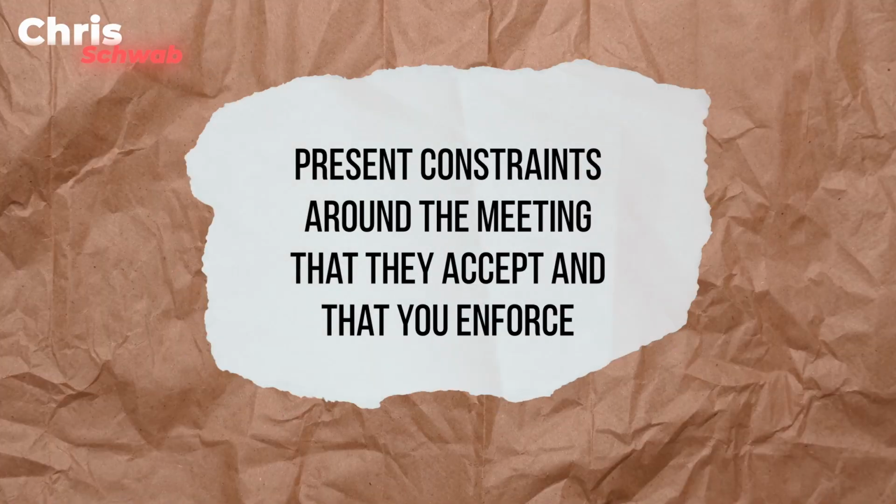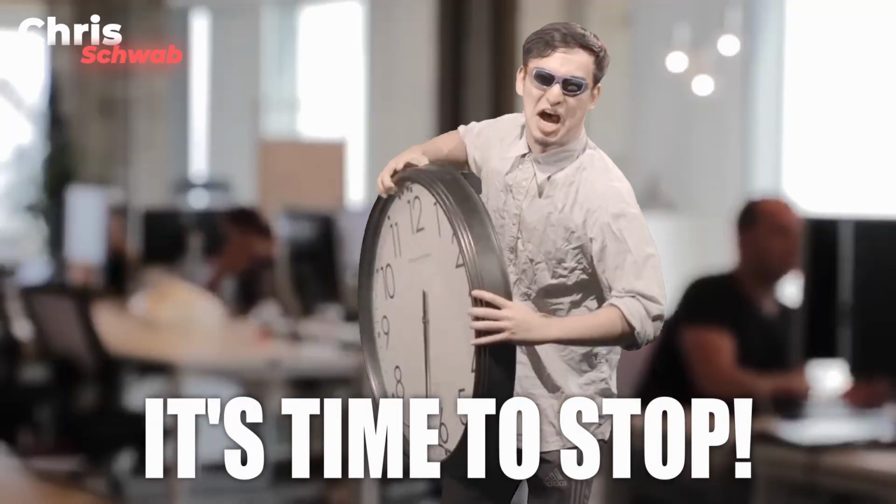You wanna present constraints around the meeting that they accept and that you enforce. And if you do that, you can almost instantly make those meetings a third of the time that they were before, because everyone is clear at 4:15, we're done, we're out of here, we got to go work now. So that's the second big objective that you're going to want to work through in terms of a mindset shift when you start implementing shorter meetings.